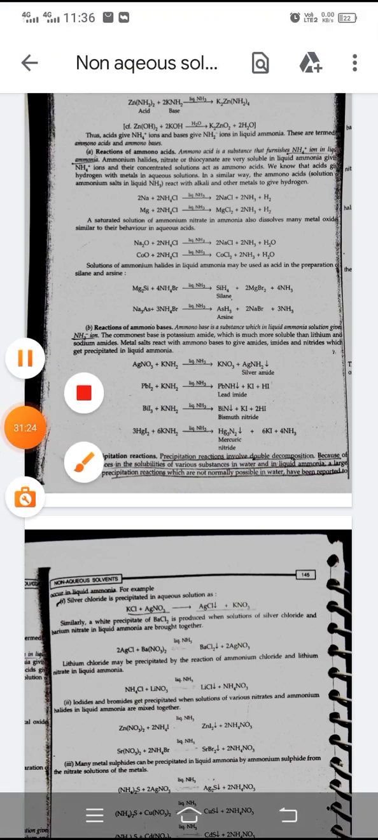Na2O plus 2NH4Cl gives 2NaCl plus 2NH3 plus H2O. CoO plus 2NH4Cl gives CoCl2 plus 2NH3 plus H2O. Mg2Si plus 4NH4Br gives SiH4 and 2MgBr2 plus 4NH3. Na3As plus 3NH4Br gives AsH3 plus 3NaBr plus 3NH3.